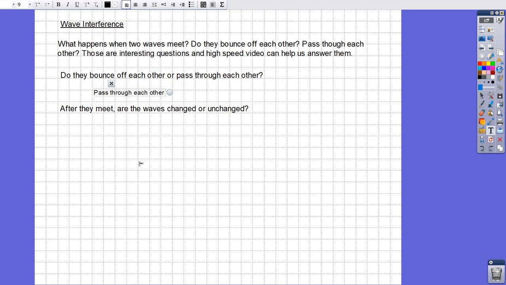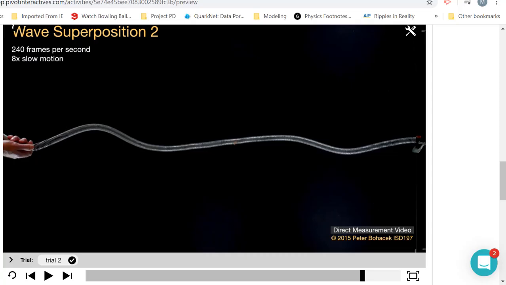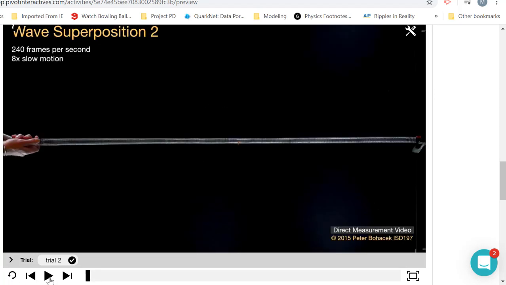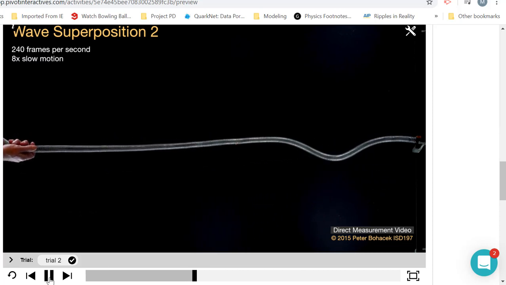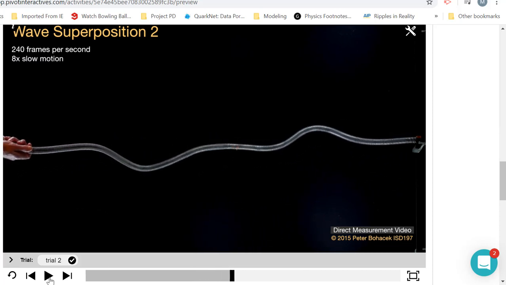And after they meet, are the waves changed or unchanged? So let's go back to the beginning here. What I mean by that is, are the amplitudes about the same before and after? So again, we'll play this. Okay, so look at that. They're approximately the same size as each other. It's really hard to get a measurement. Actually, on this, we probably could get a measurement.